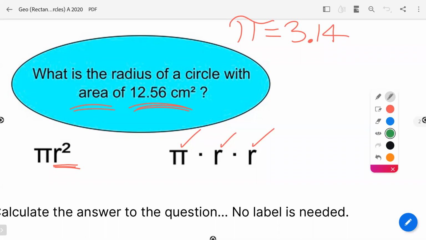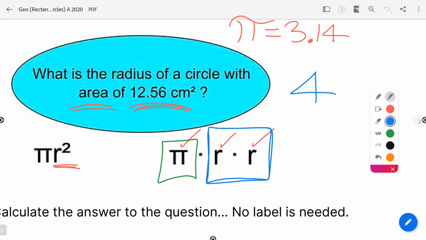Now, let's be honest, there's only one number that I know right now, and that is pi. So I'm going to take my 12.56, and I'm going to divide this guy by pi, 3.14. And look what I get. I end up getting 4. Now, 4 is what's left over in that math problem. 4 is r times r, or the radius times the radius.